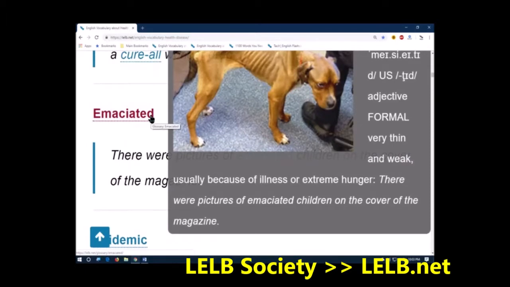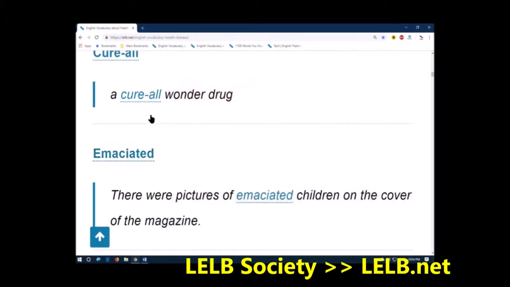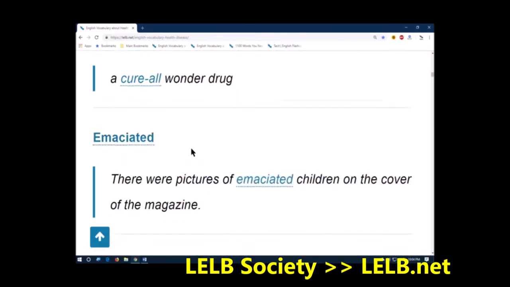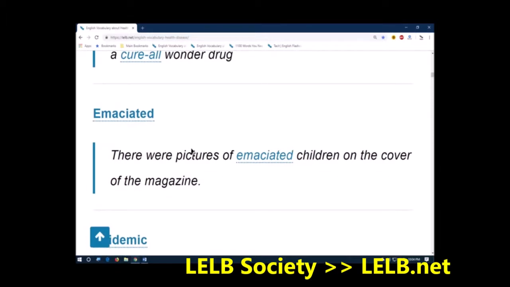Emaciated. So it means very thin and weak, usually because of illness or extreme hunger. Emaciated. Okay. There were pictures of emaciated children on the cover of the magazine. The poor children must be suffering from a severe case of malnutrition or undernourishment.